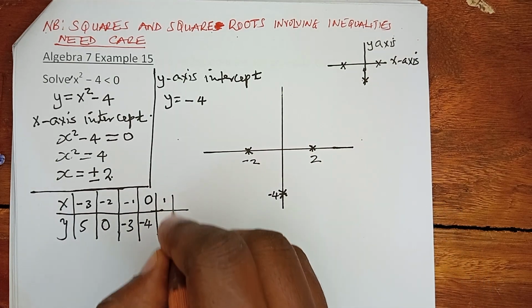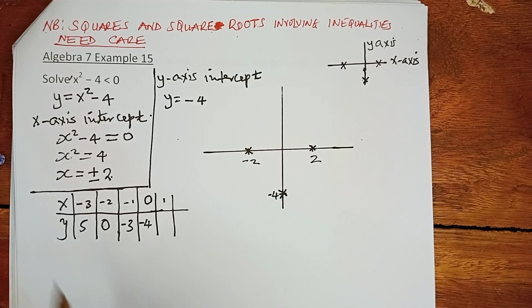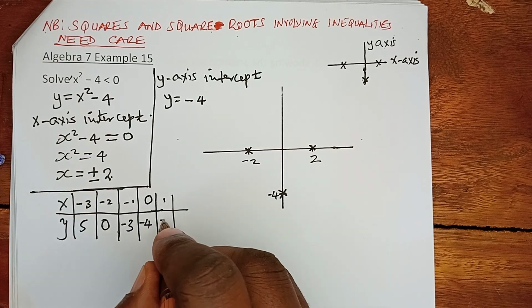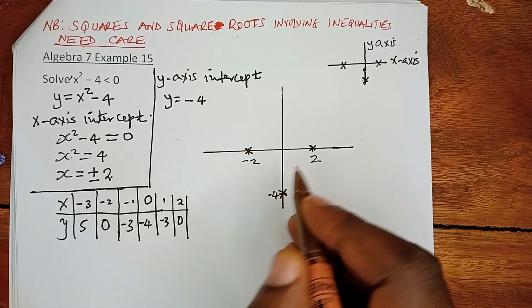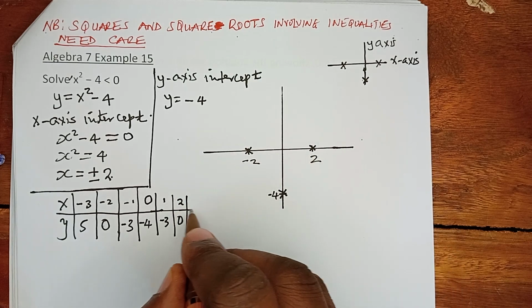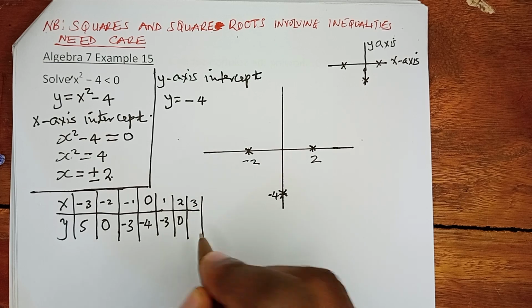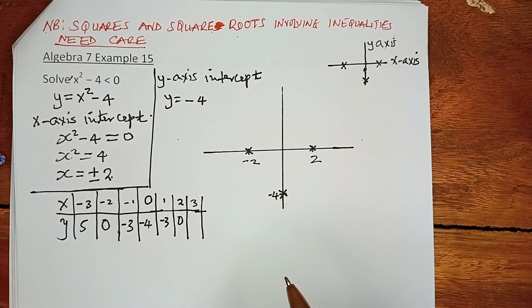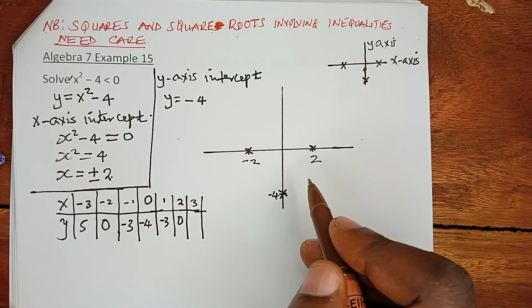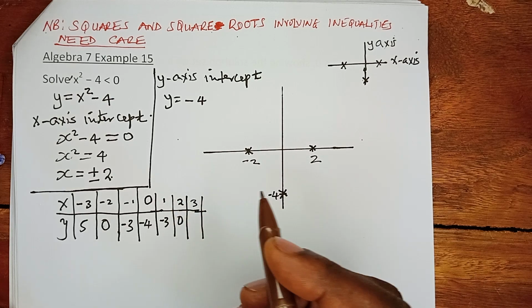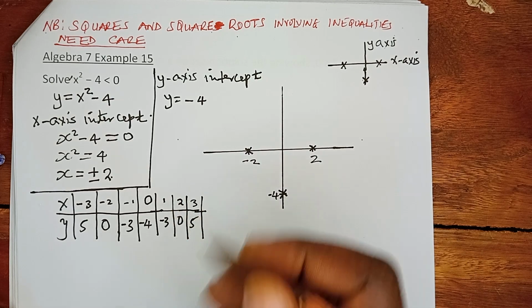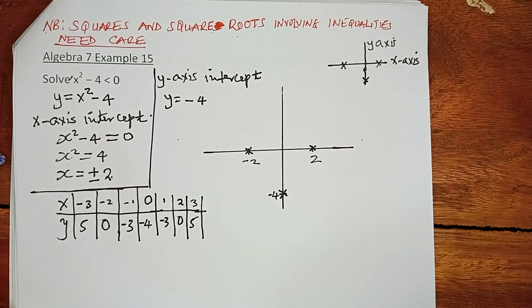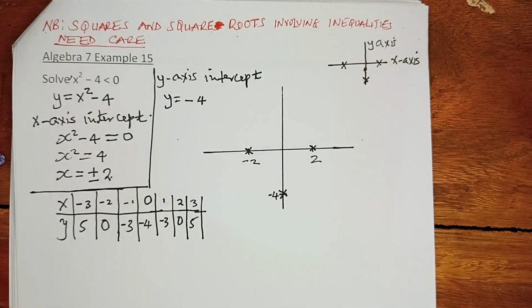When x is 1, let us see how it behaves. 1 squared minus 4 becomes minus 3. When x is 2, again, you can see 0. And when x is 3, one step beyond the upper value of x, 9 minus 4 is 5. So let us plot this graph.